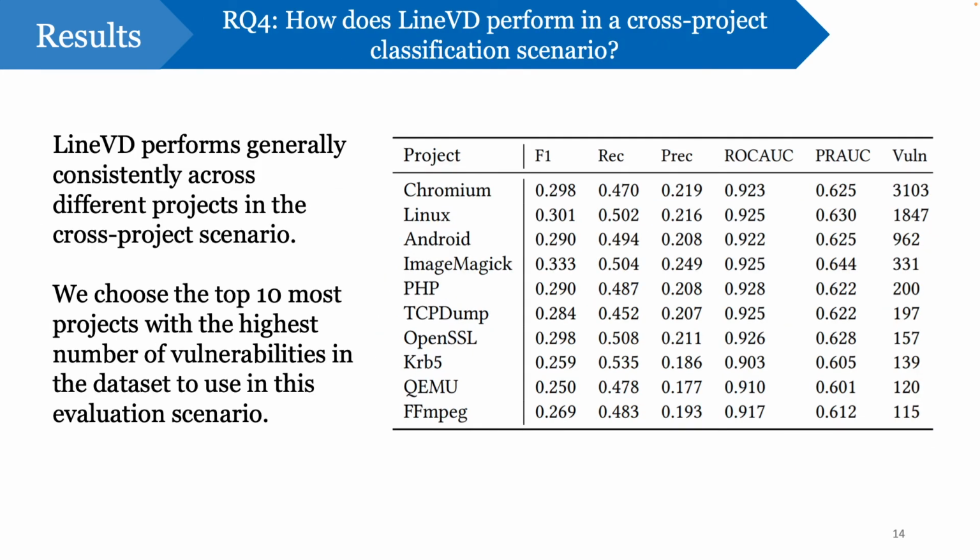For research question 4, we evaluate the performance of LineVD in the cross-project scenario. Using a cross-project scenario can better represent how the model performs on a completely unseen project, rather than just unseen examples. We can see that performance is generally consistent throughout the different projects, which is good, albeit being a bit lower than the standard scenario.